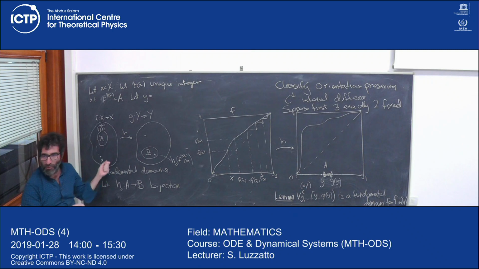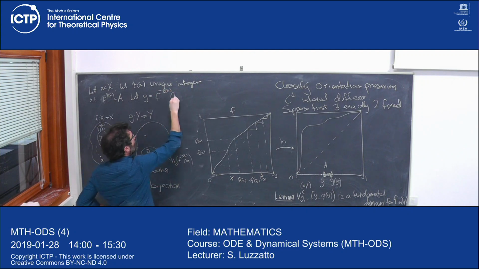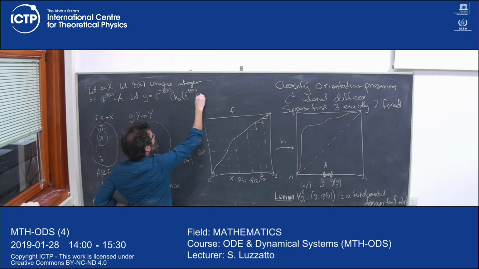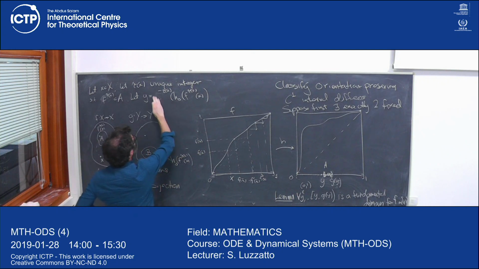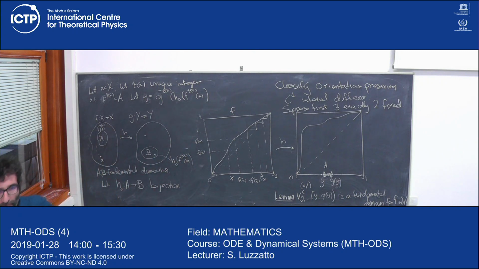So if tau was negative, we iterate forward. If tau is positive, we iterate backwards. So this is equal to g minus tau x of h0 of f tau x of x. Sorry, g, yes. Thank you. y is equal to g of minus tau x, h0 of f tau x of x. So the question is, does this define a conjugacy? Yes, this defines a conjugacy.